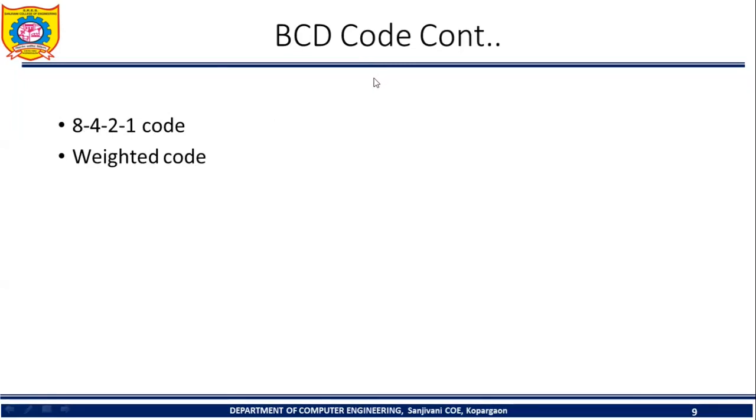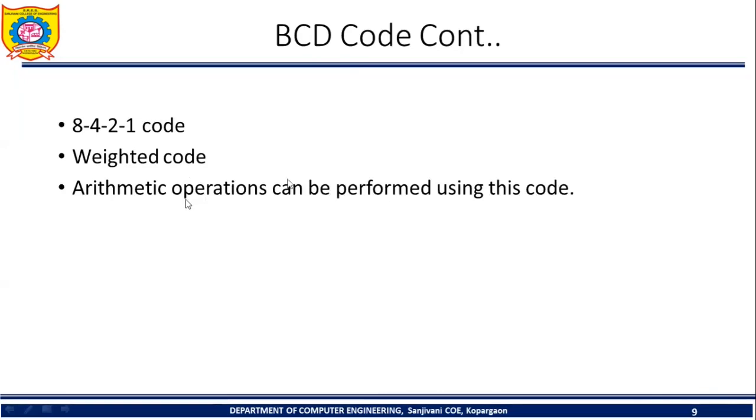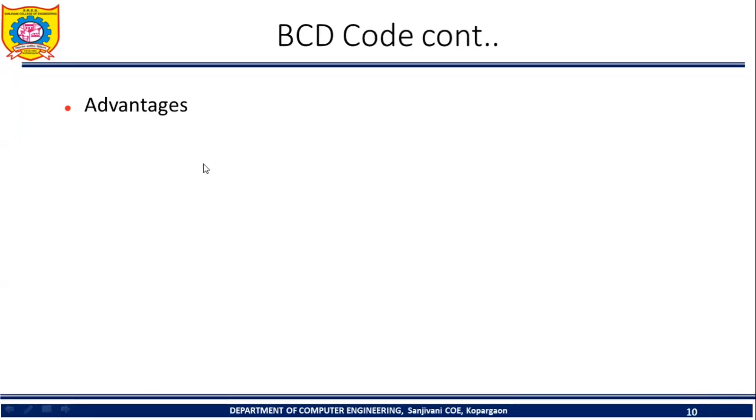As weights are assigned to each bit position, BCD code is also called a weighted code. Then arithmetic operations can also be performed using this code. So here we can perform addition and subtraction on BCD code. Now let's see the advantages of BCD code.